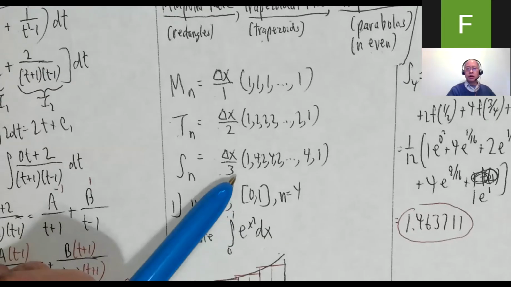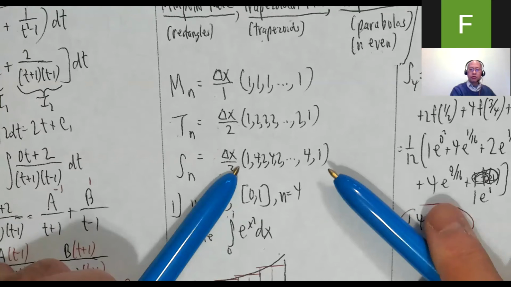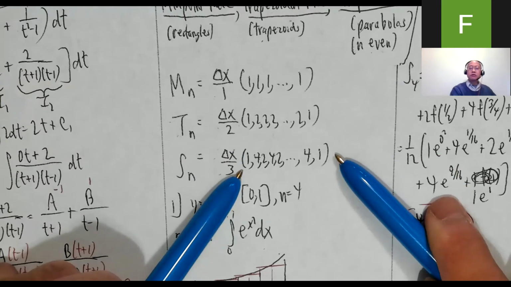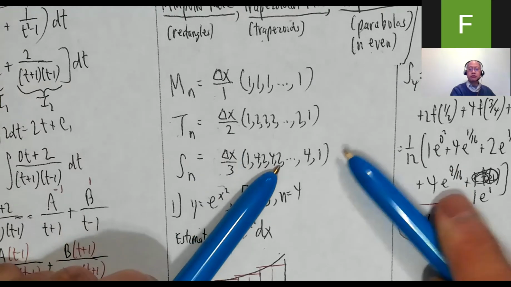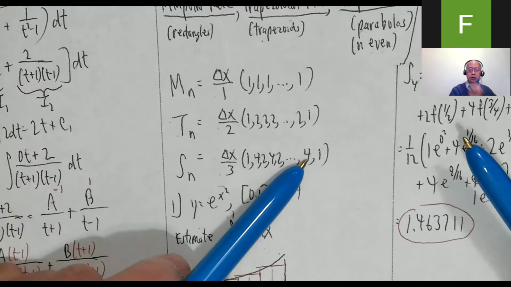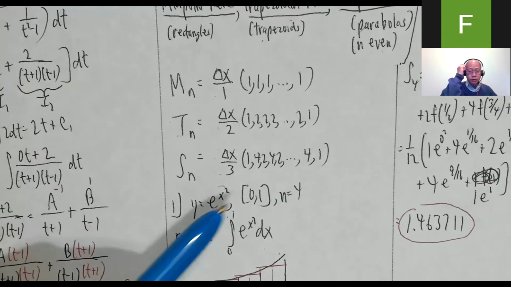Here's Simpson's rule. 1 at the beginning, 1 at the end, just like the trapezoidal rule. And then you alternate 4, 2, 4, 2, 4, 2, 4, 1. If you do it the right way, the second to the last one should also be a 4, and you finish with a 1.